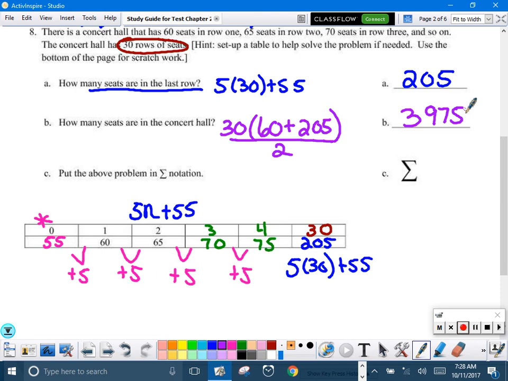Part C, write out the summation for it. It's n equals 1, which stands for the first row, to the 30th row. And then beside it, we write our rule, the 5n plus 55. And that's the symbol that is used for the summation of that sequence. All right, let's move on.